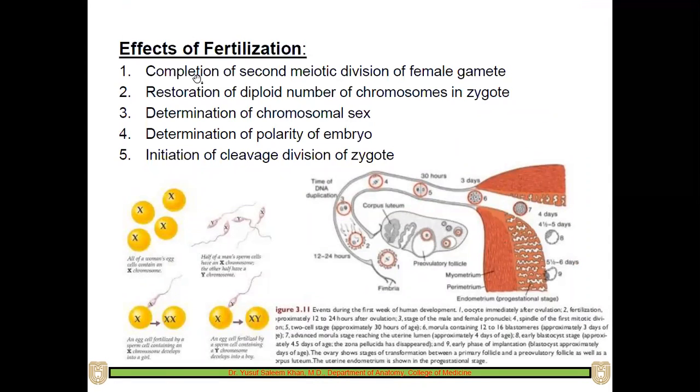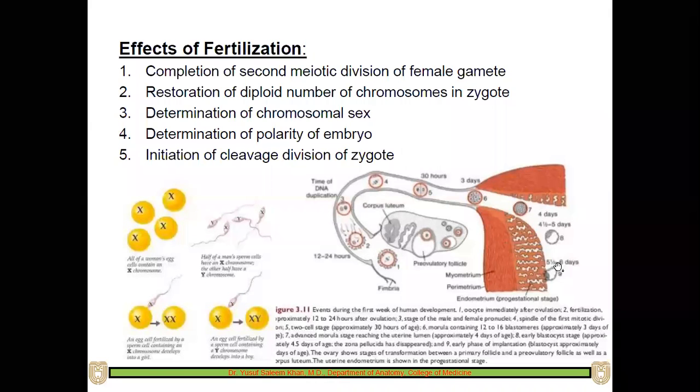Now coming to the effects of fertilization. Why should fertilization take place, and what are the effects? One effect of fertilization is the completion of the second meiotic division. As I said, when the ovum is released, it is still in the initial stages of the second meiotic division. Once the sperm head enters, the second meiotic division of the ovum is completed. If you see here, this is the ovary, and this is the fallopian tube, and here is the ovum coming and getting fertilized, and then we'll see the stages.